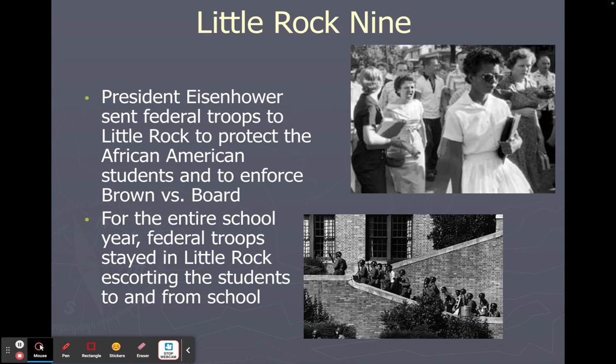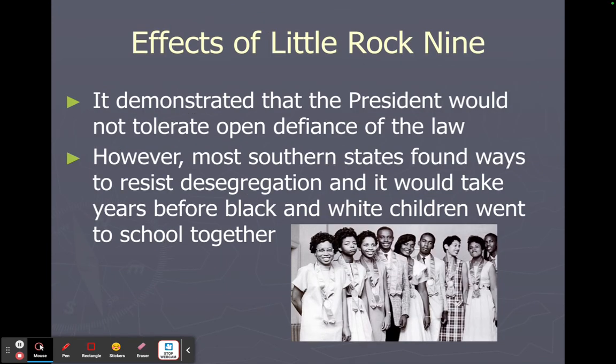So for an entire school year, federal troops stayed in Little Rock escorting students to and from school. And why did they need to do that? You can see on the top right here. They were heckled. They, again, were spit on. They were screamed at as this happened. So the Little Rock Nine showed that the president would not tolerate an open defiance of Supreme Court law.